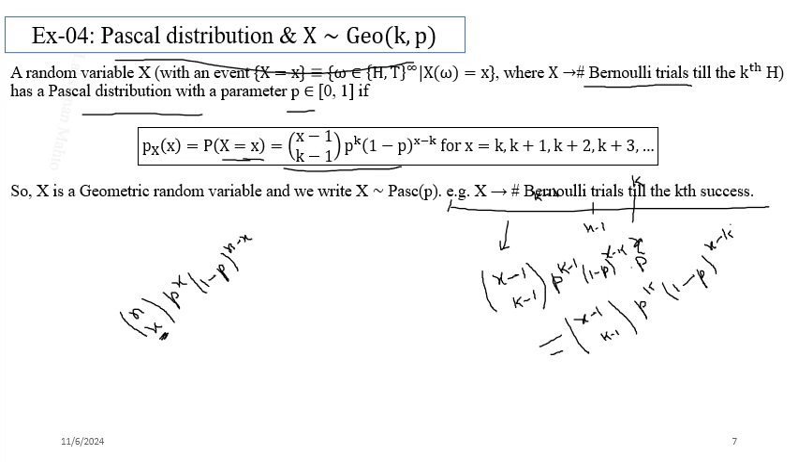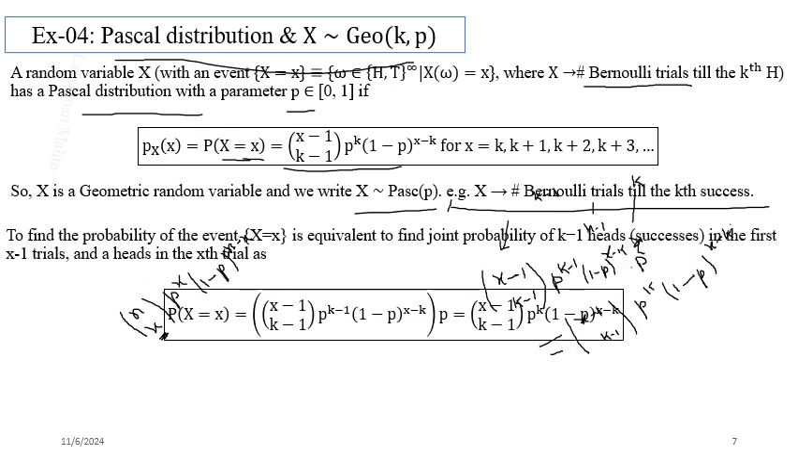So in short, we write it like this: X is distributed in Pascal way, with probability of success p, and k is also a parameter. Here X is counting the number of Bernoulli trials till the k-th success. The same computation I have already discussed here. Okay.